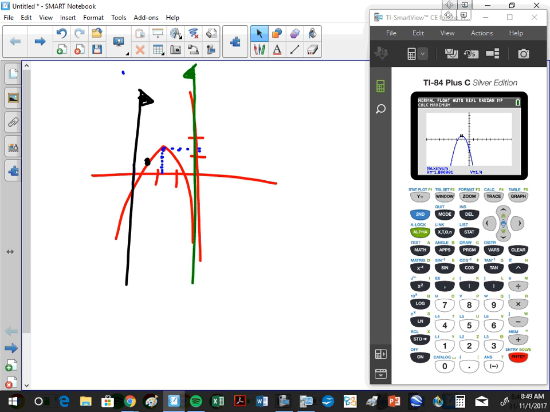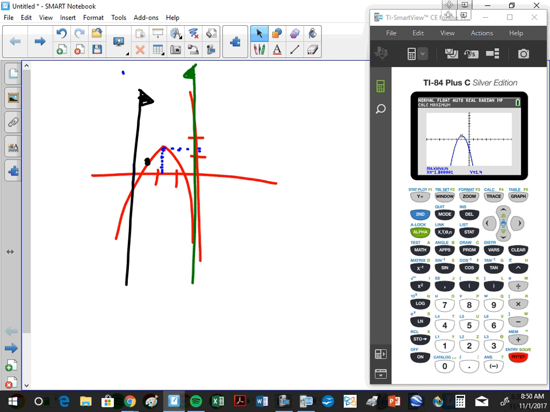Does that make sense? So if it looks like the answer is -2, you could plug in -2.5 or -3 or -8. You have to stay on the window, though. If you plugged in -100, it will give you an error because -100 is not on the screen. Does that make sense?